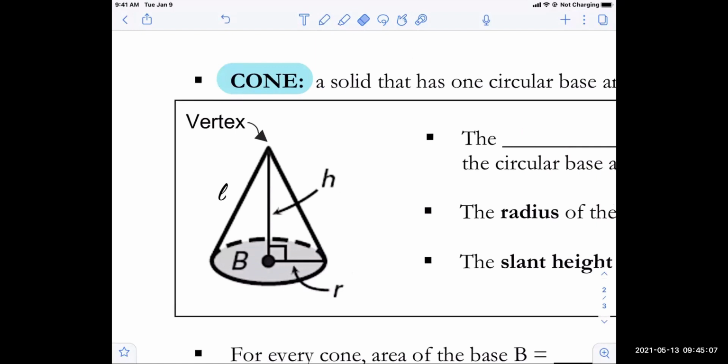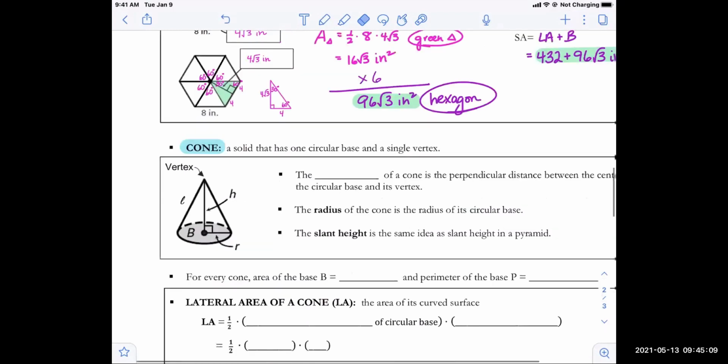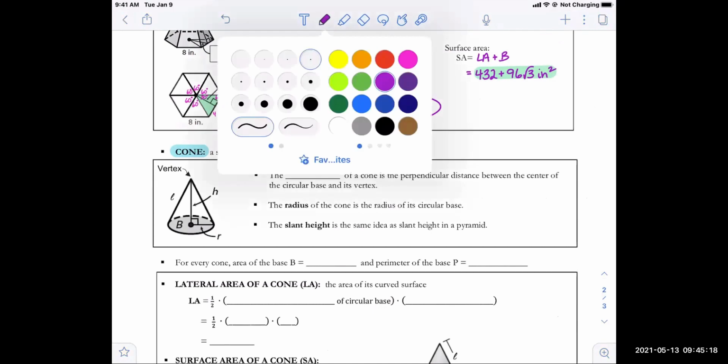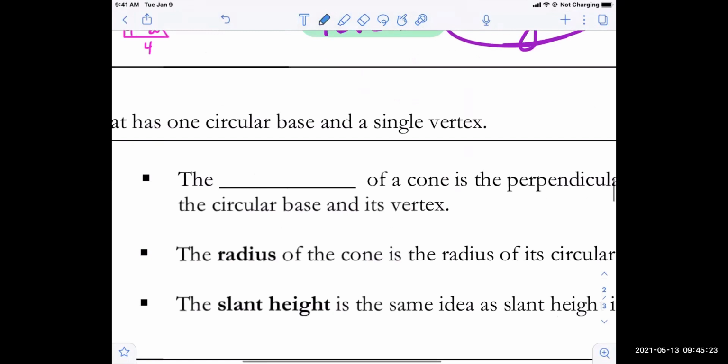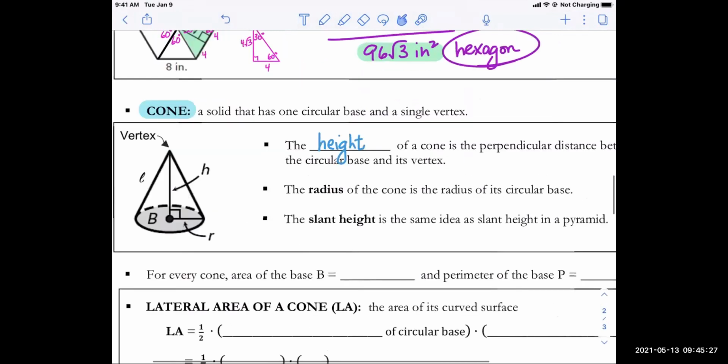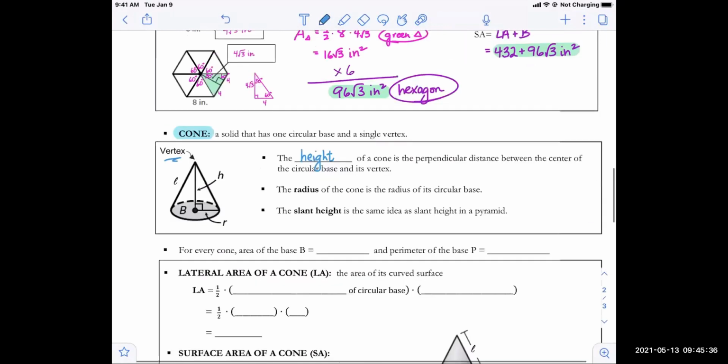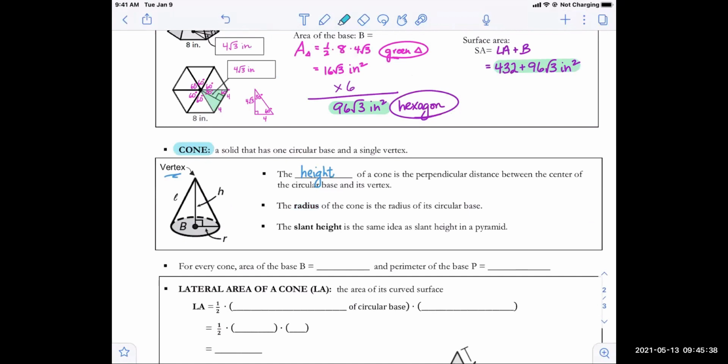Okay. Terminology for a cone. The height of a cone is the perpendicular distance between the center of the base and its vertex. Okay, that's the height. So exactly what you would think, same idea as a pyramid, perpendicular from the base up to the vertex. Let's call the vertex up at the top there. The radius, just like with a cylinder, the radius of a cone is just the radius of a circle.